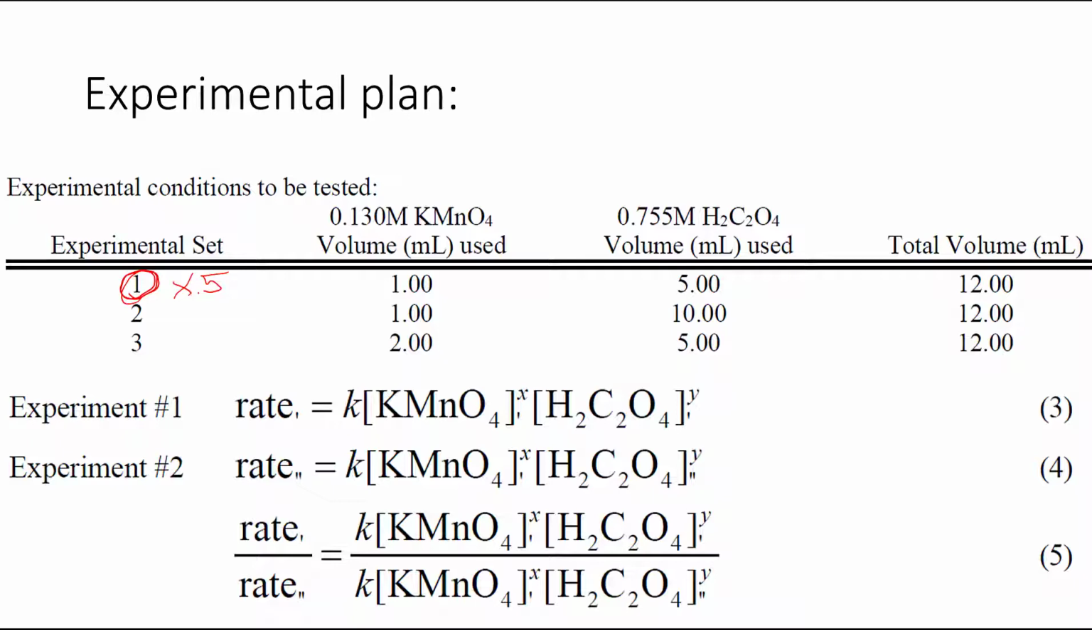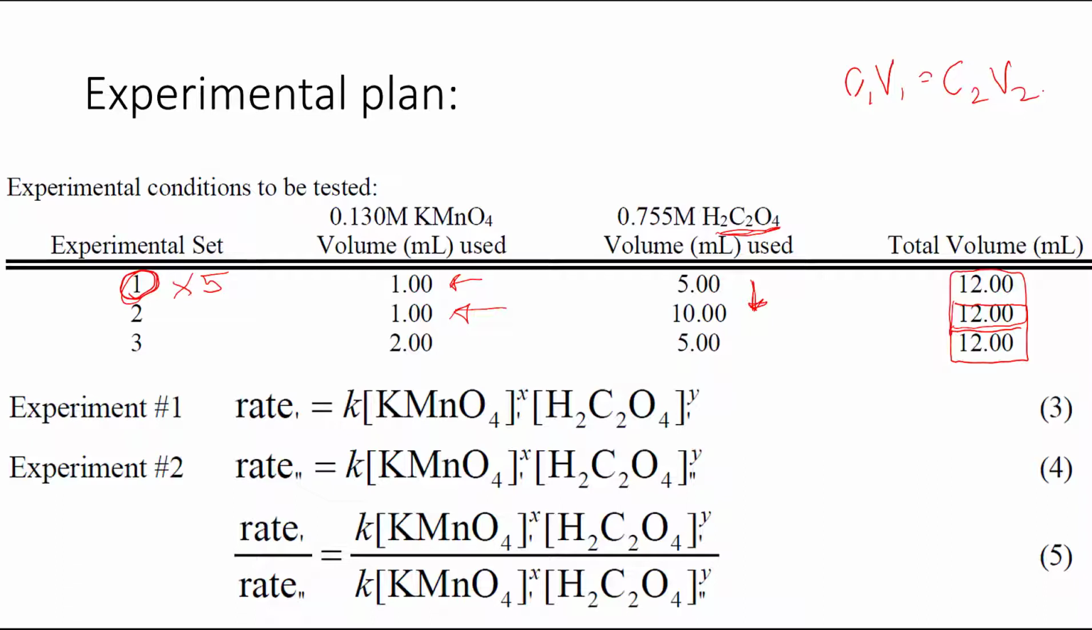Let's look for a second at the first experimental sets. We start in each case with 1 milliliter of this KMnO4. What we're doing here is doubling the concentration of the oxalic acid in these first experimental sets. I want you to recognize that the total volume in all of these experiments is 12 milliliters. So you have to use, of course, your C1V1 = C2V2 in order to calculate the concentrations from your original stock solutions.